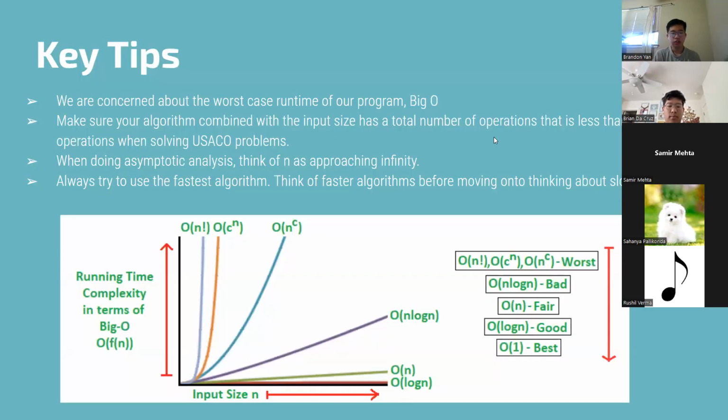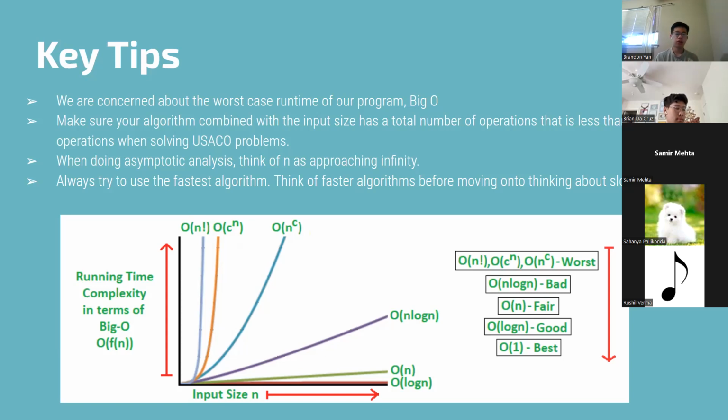Some key tips. Whenever you're worried about runtime for USACO specifically, you want to be worried about the worst case runtime, which is big O. I know I briefly introduced you guys to theta and omega, which are different ways to measure time complexity, but you're always worried about the worst case. So you want to worry about big O when doing USACO problems. And when you have your algorithm determined, make sure that with the input size, your actual algorithm will run less than 5 times 10 to the 8th operations before you actually implement it. So you know if you actually have a reasonable algorithm or not.